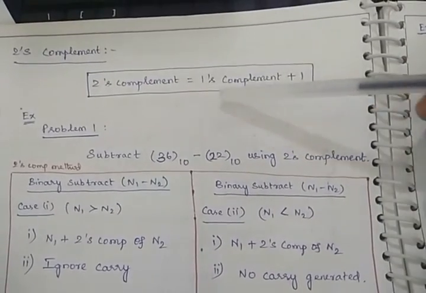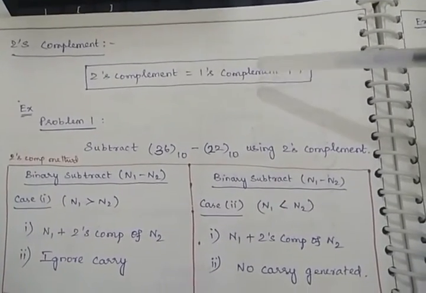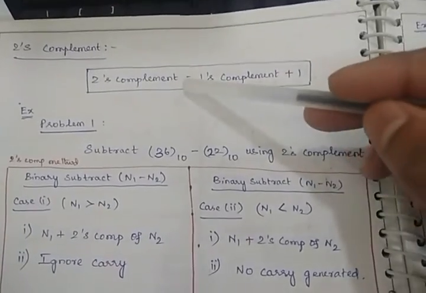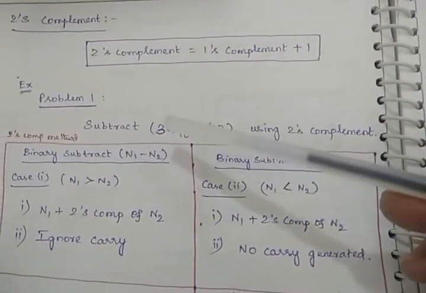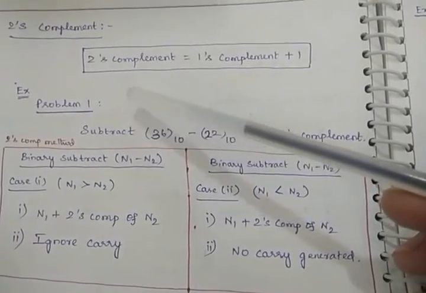2's complement is equal to 1's complement plus 1. So 1's complement we know how to do. After getting the 1's complement value, add 1 to get 2's complement. So we'll see some of the problems based on this 2's complement method.